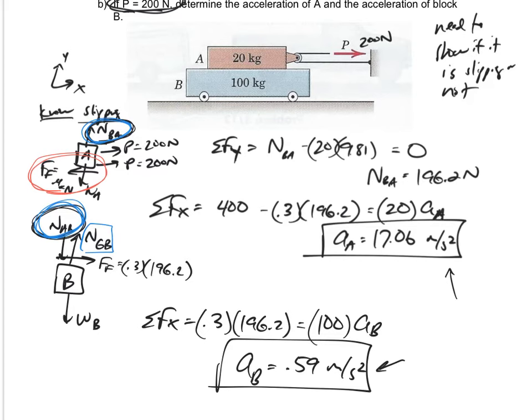But definitely not as much as A is accelerating to the right. Whereas if we look at the previous part A, we said that both of them were moving with an acceleration of 0.7848. So if they were moving together, they would both move with an acceleration of 0.7848, that was the maximum. But once A started sliding on top of B, we ended up with this scenario where A is moving at 17.06 meters per second squared, and B is moving at 0.59 meters per second squared.